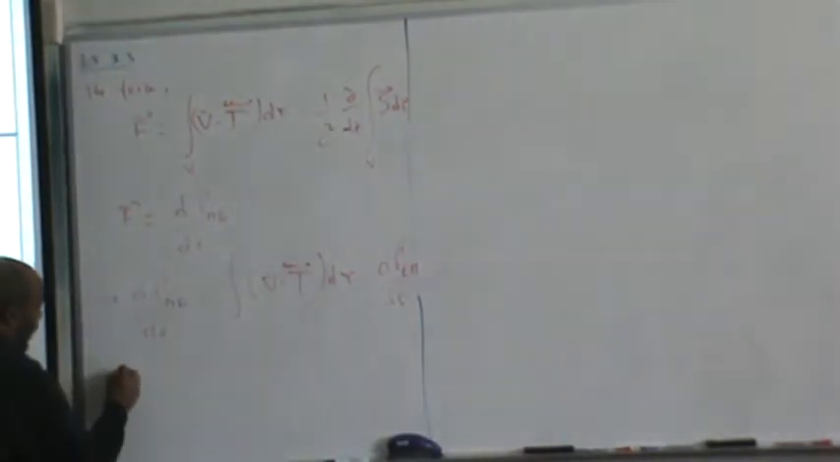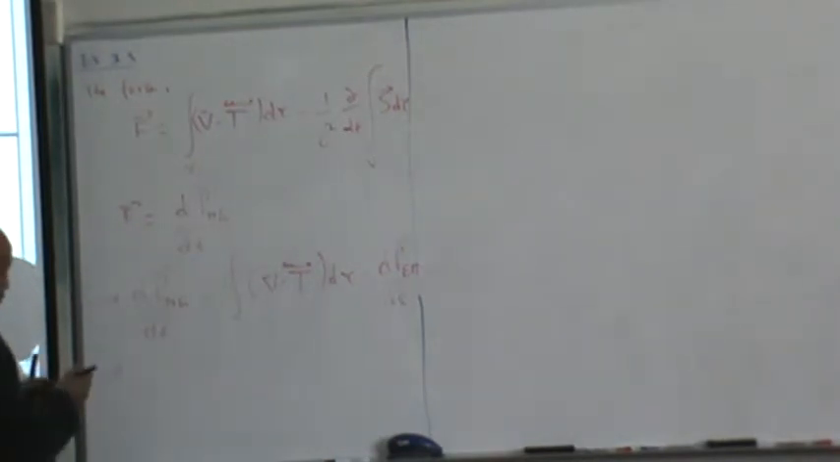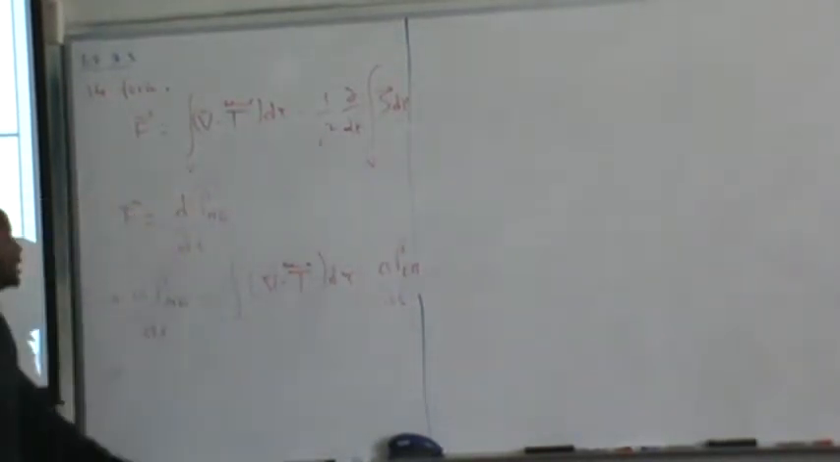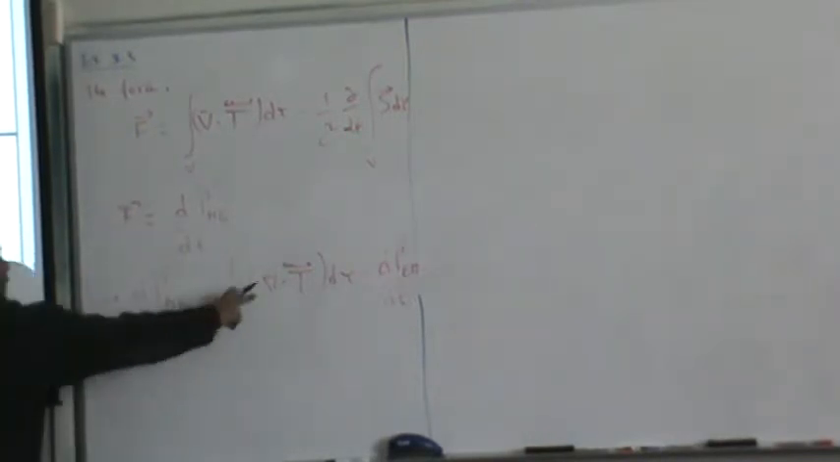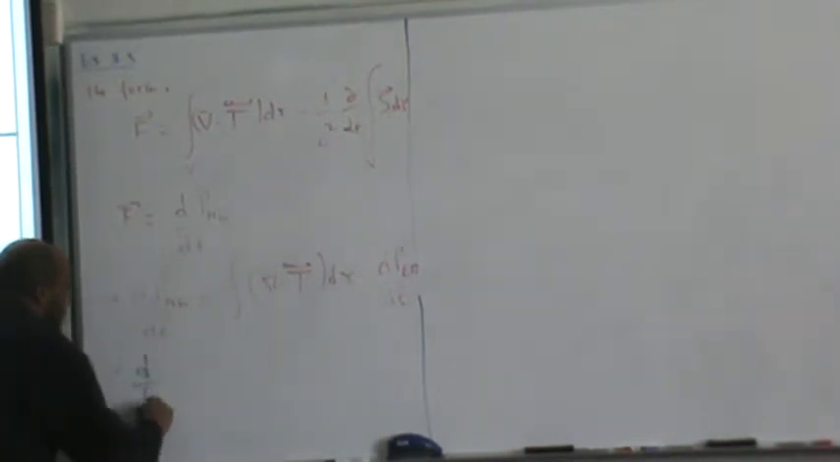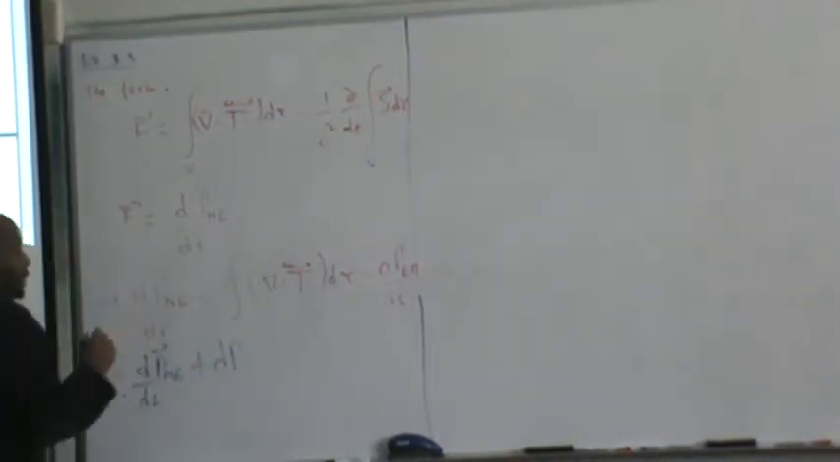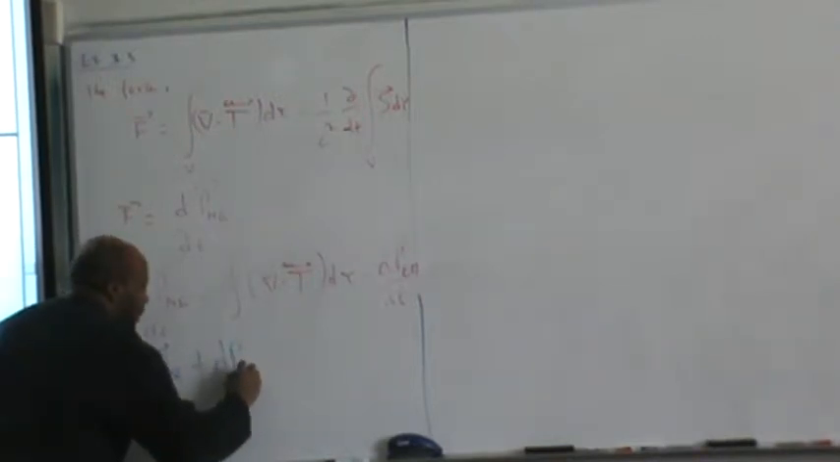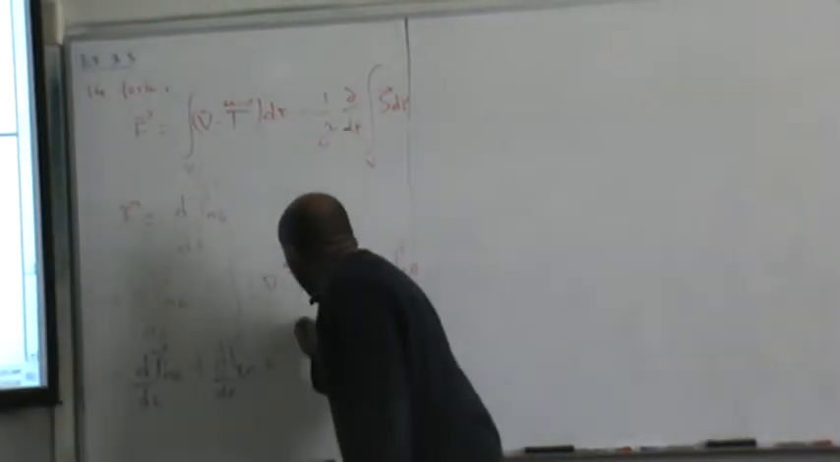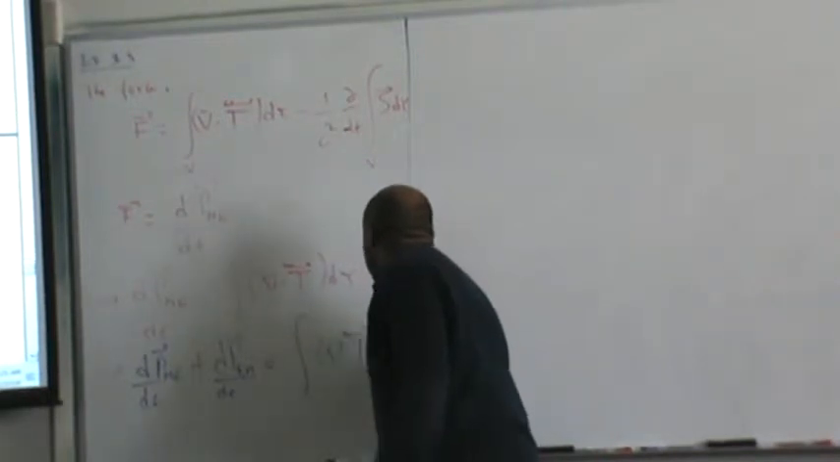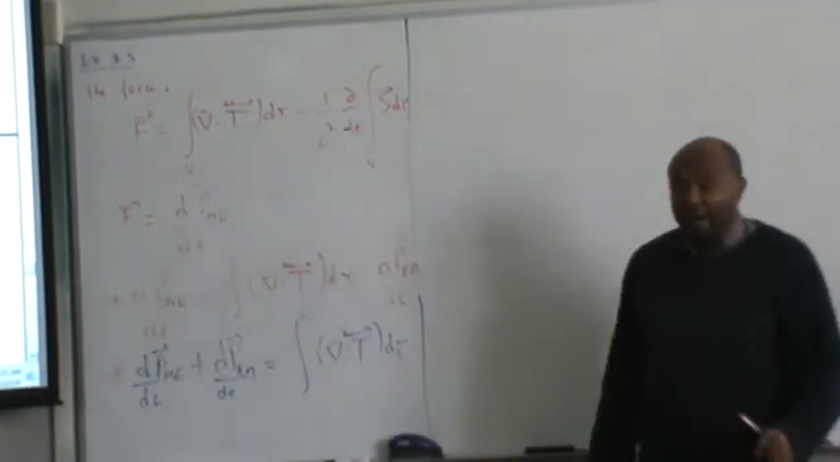And from this we found that if you add the change in mechanical momentum and the change in electromagnetic momentum, that must equal this integral. So we say d by dt of p mechanical plus d p electromagnetic by dt is equal to the integral of the divergence of the Maxwell stress tensor d tau.